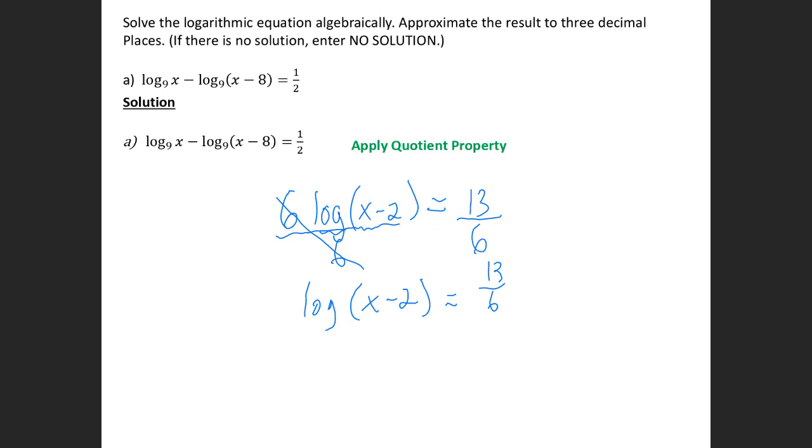So what is the base for this log that we have here? 10. Okay, so we're gonna write our base 10, and then the log is equal to the exponent, so that's gonna be 13 divided by 6 is equal to x minus 2. And then I'll let Ruben figure out what 10 raised to the power of 13 divided by 6 is. And then we're gonna add the 2 on both sides, right?